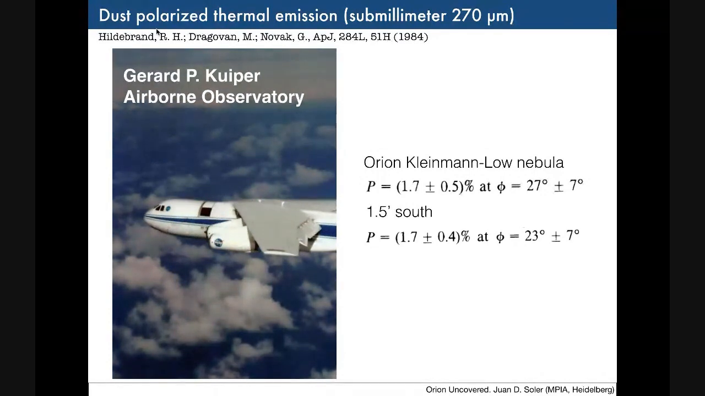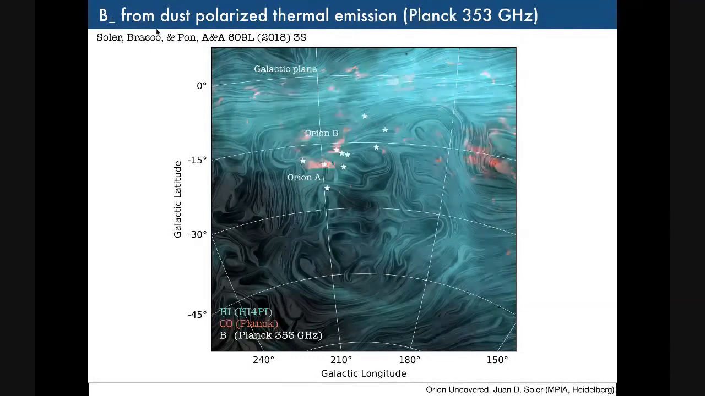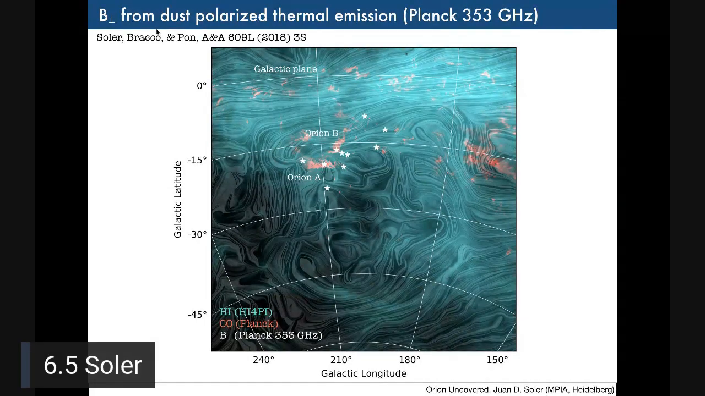Now the picture has changed a lot, and this is the current picture of this polarization that we obtained thanks to Planck. Planck observed the whole sky at 353 gigahertz. We assume that this polarization represents the magnetic field well, so we just rotate it by 90 degrees and produce these maps that are made using the line integral convolution algorithm. What you see here, this drapery pattern, corresponds to the magnetic field.